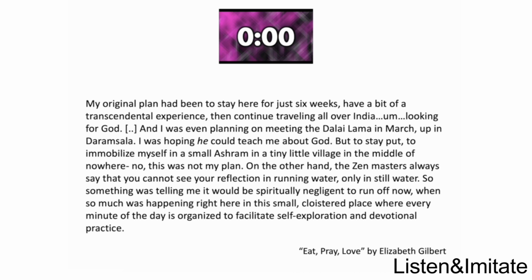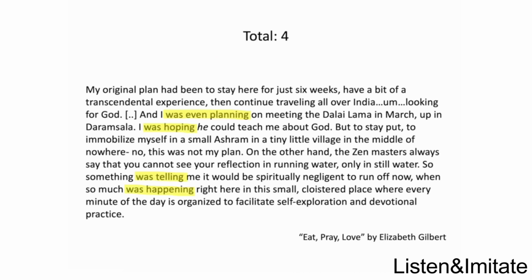Time's up. Let's take a look. In this text, there are 4 uses of the past continuous. The first one is, I was even planning. Notice how there is an adverb used between the auxiliary verb and the main verb. The 3 other instances are was hoping, was telling, and was happening.